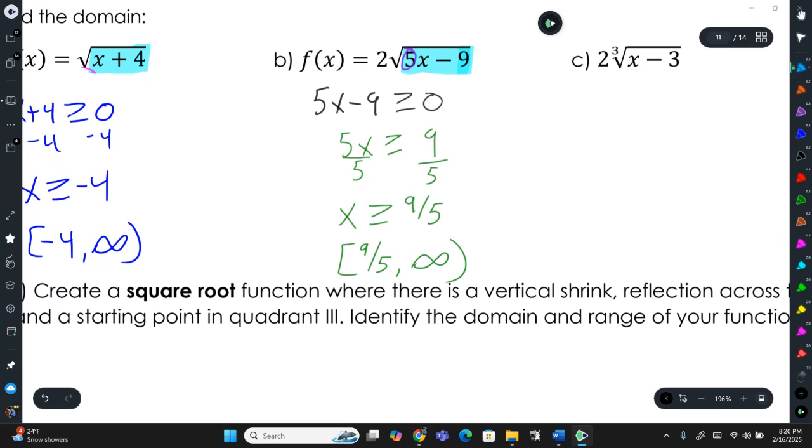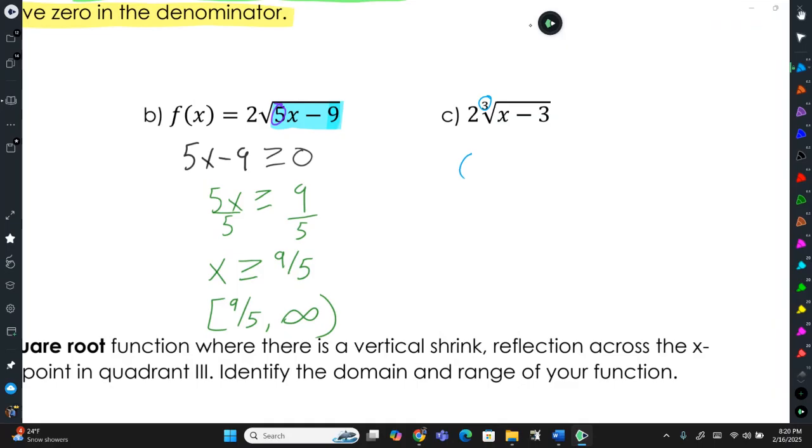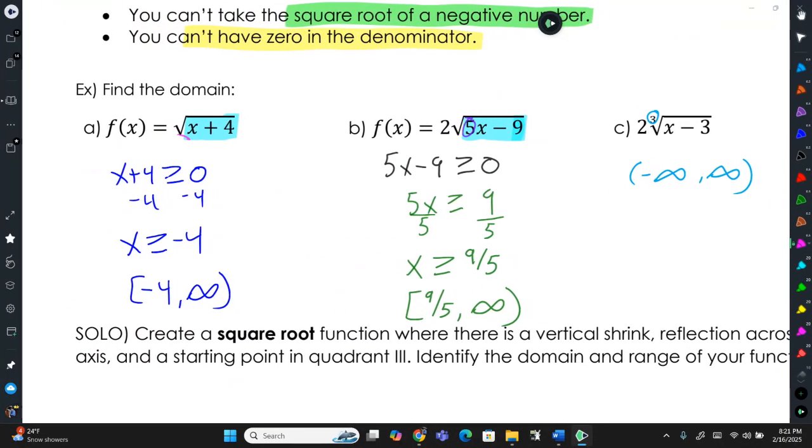Right, now, lastly, letter C, oh, it's a cube root. So our domain is negative infinity, comma, infinity, done. Nothing more to do. So square roots are the ones that we really have to worry about when we're thinking of domain and range.